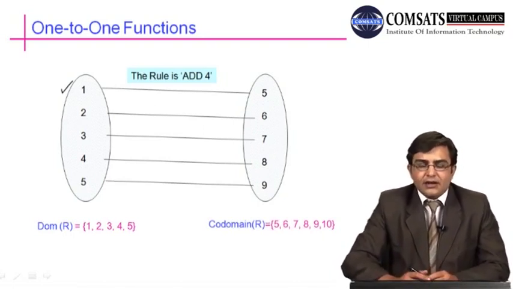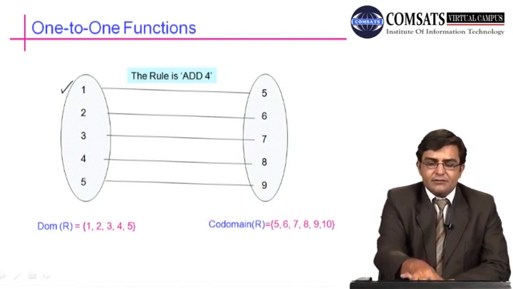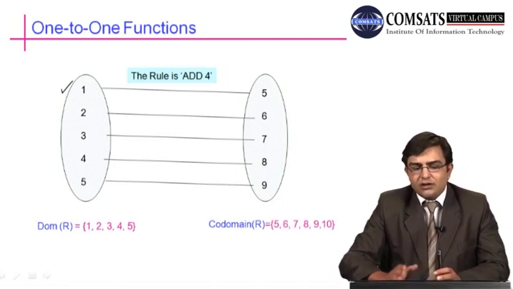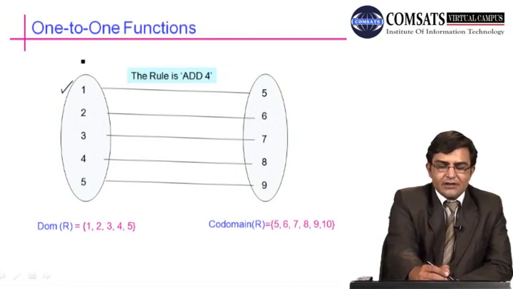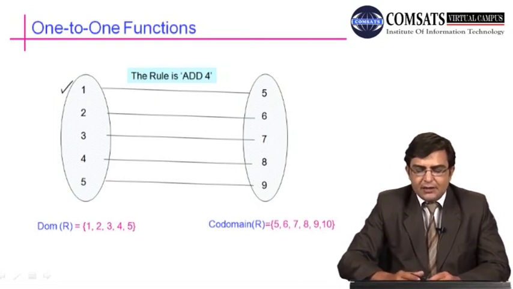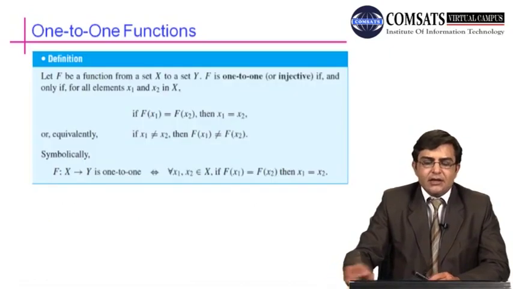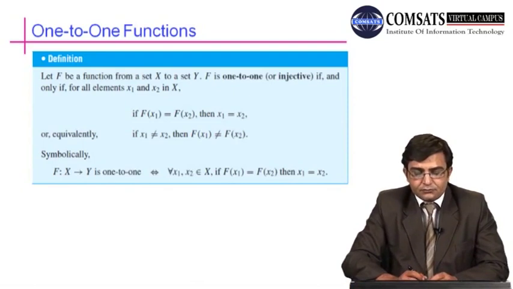If in the arrow diagram of the function one element is related to only one element, we have only one arrow with each element, then such type of function is basically a one-to-one function. One-to-one, as by name, means here we have one element, here we have one element. So such type of functions are basically called one-to-one functions. And now we can read the proper definition of the one-to-one functions.